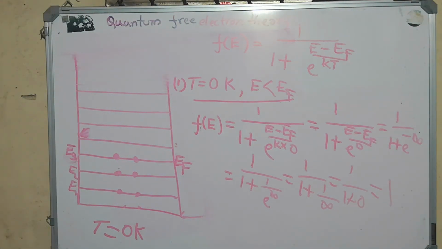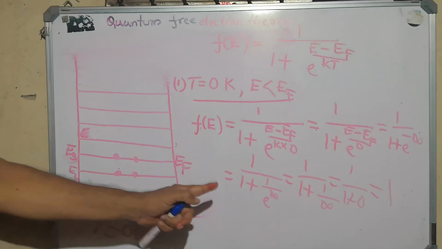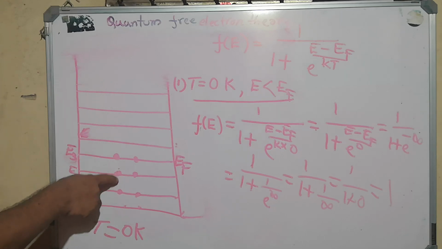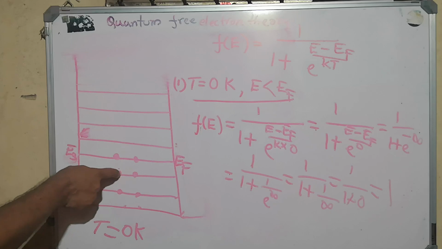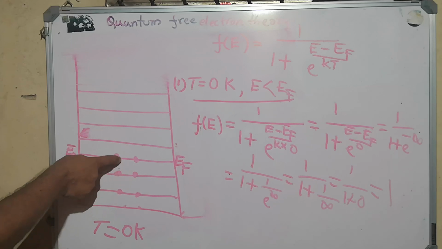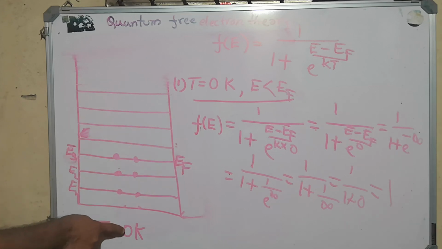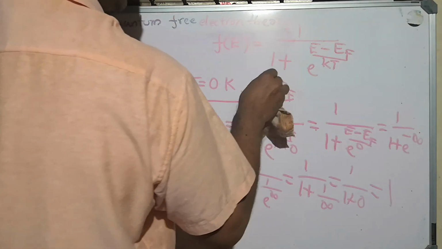That means the Fermi factor below the Fermi level is 1. What does it mean? It means all the energy levels which lie below the Fermi level are completely filled. That is, a maximum of 2 electrons are present in all the energy levels which are lying below EF at T equal to 0 Kelvin. This is the first case: Fermi factor is 1.